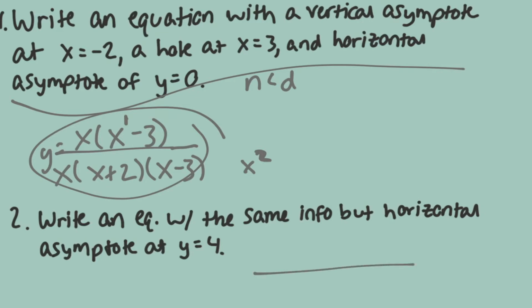Number 2, write an equation with the same information but a horizontal asymptote at y equals 4. So we have our vertical asymptote at -2, a hole at 3, and a horizontal asymptote at y equals 4. Because it's not 0 or does not exist, the powers have to be equal to each other.